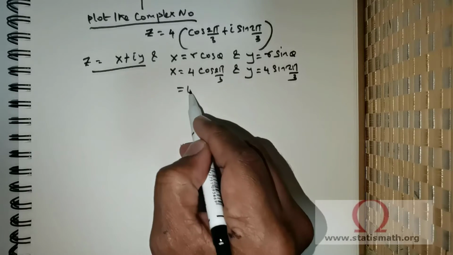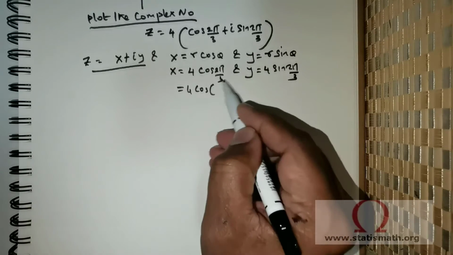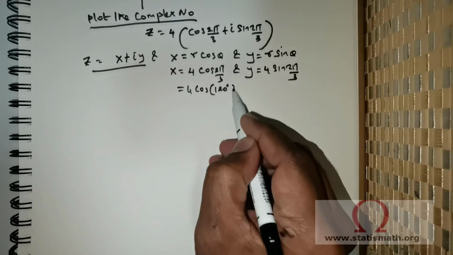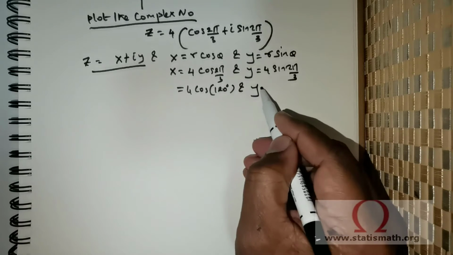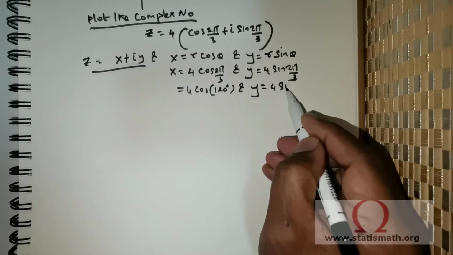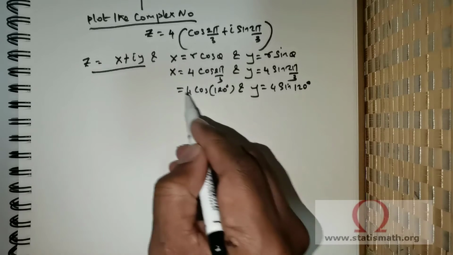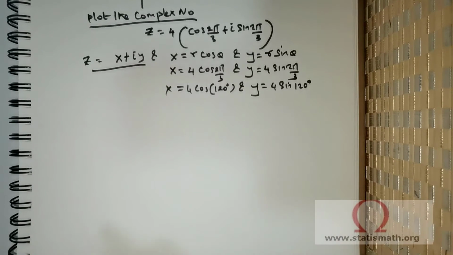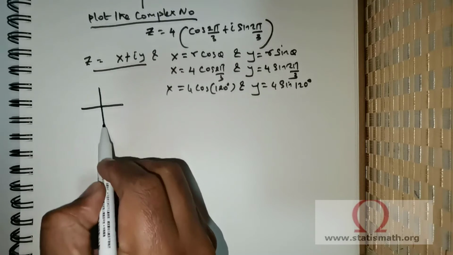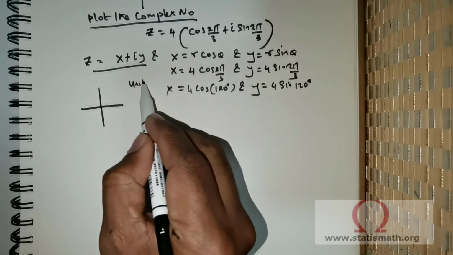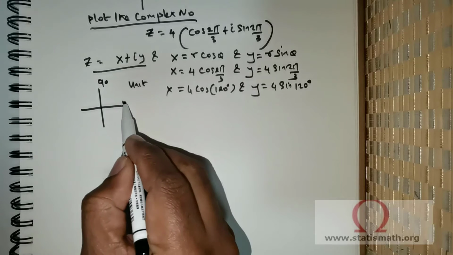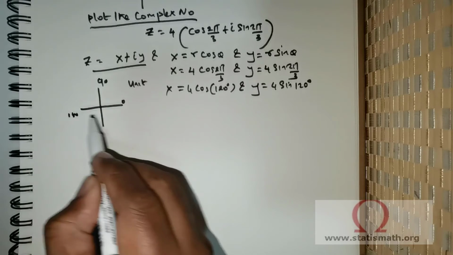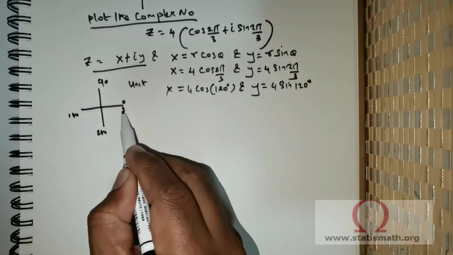Now this is going to be 4 times cos of 120 degrees, and y is equal to 4 times sine of 120 degrees. Okay, so now we need to know what is cos of 120. If you were to use the unit circle, this is the unit circle, this is 90, this is 0, this is 180, 270 and 360.